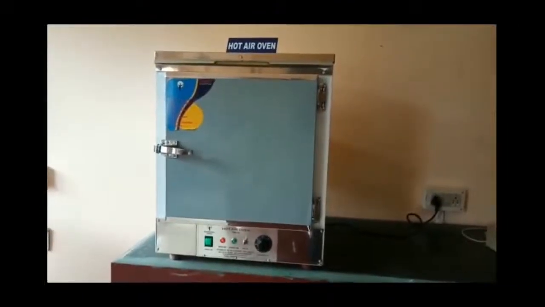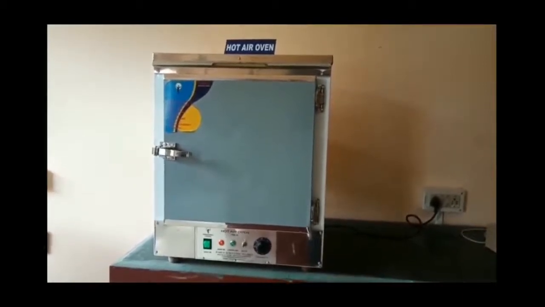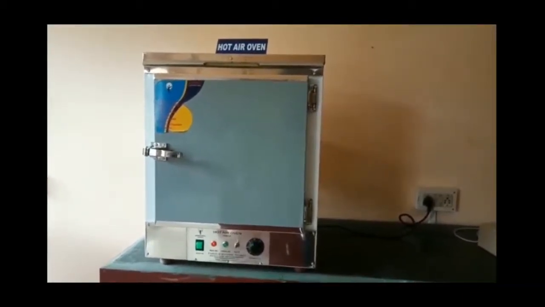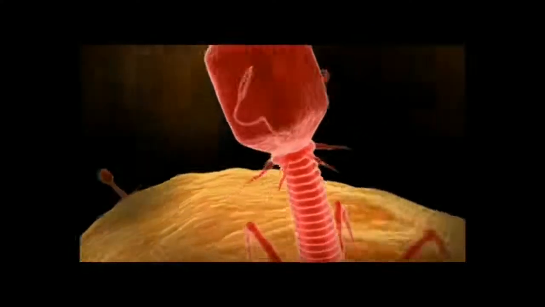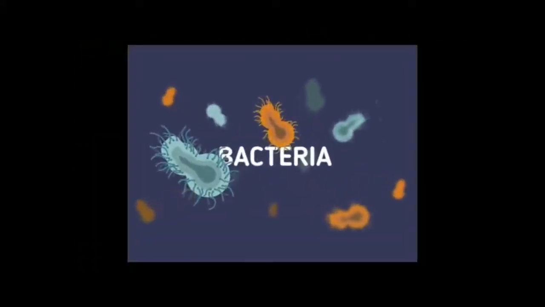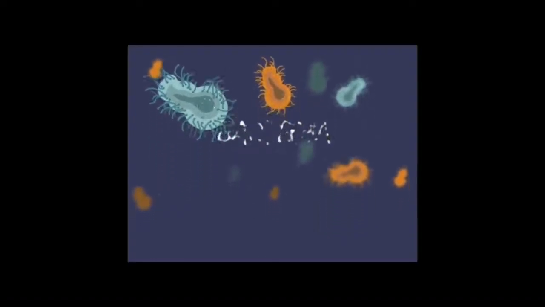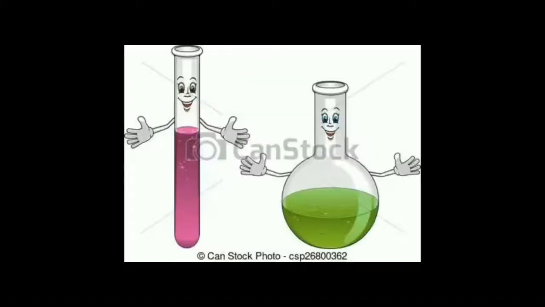This practical is a demonstration of the working principle of the hot air oven. Hot air oven is the most common method of sterilization in the laboratory based on dry heat. Sterilization is the process of removing or destroying all microorganisms, including viruses, bacteria, and their spores from the article or surfaces without destroying its quality and quantity.